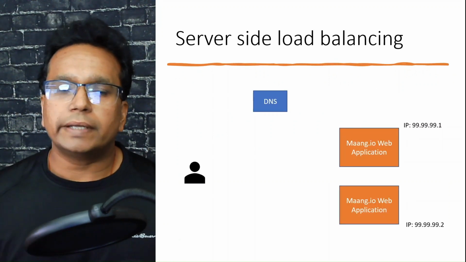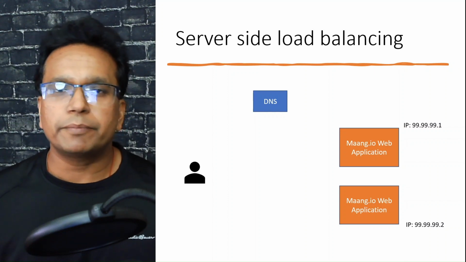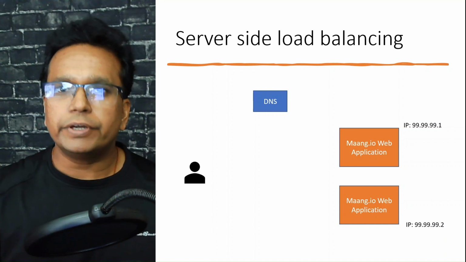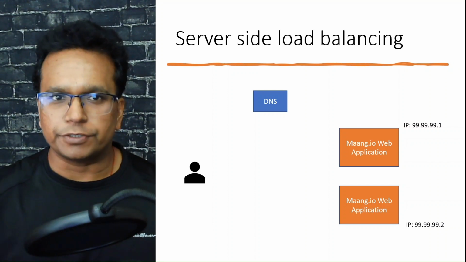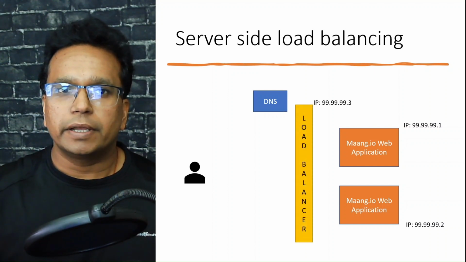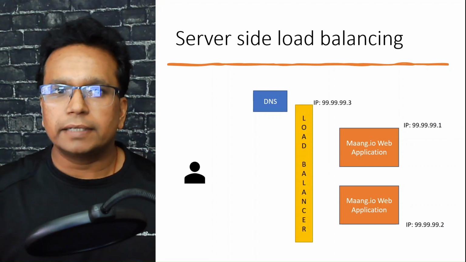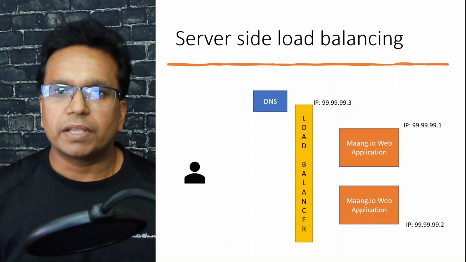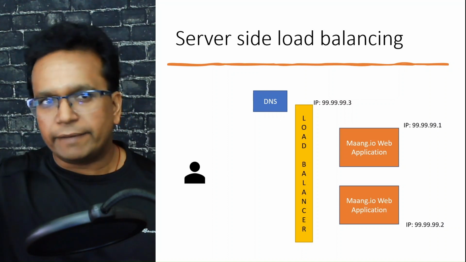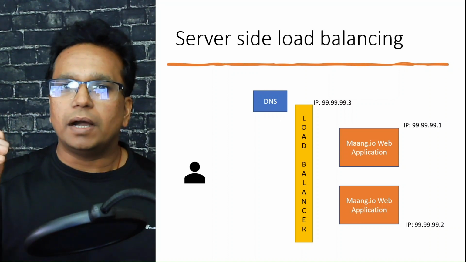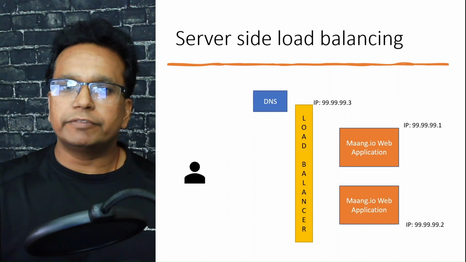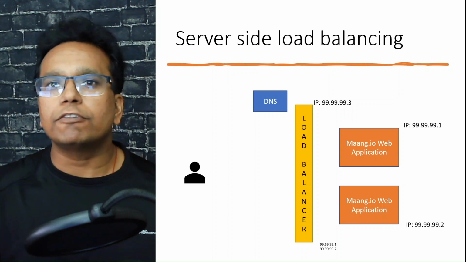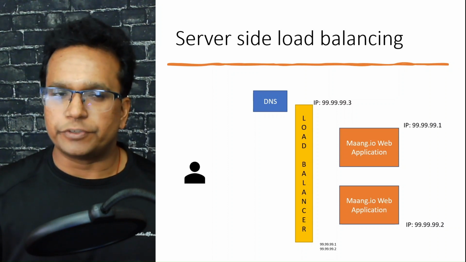So now let's take a look at the server side load balancing. Here, what I am going to do is install my load balancer in front of my two web applications. So I have deployed my load balancer, and it's basically a proxy machine, right? And its IP address is 99.3, suppose. Now I'm going to register my two different application instance IP addresses to that load balancer, so that the load balancer is aware of my two different instances of the application.